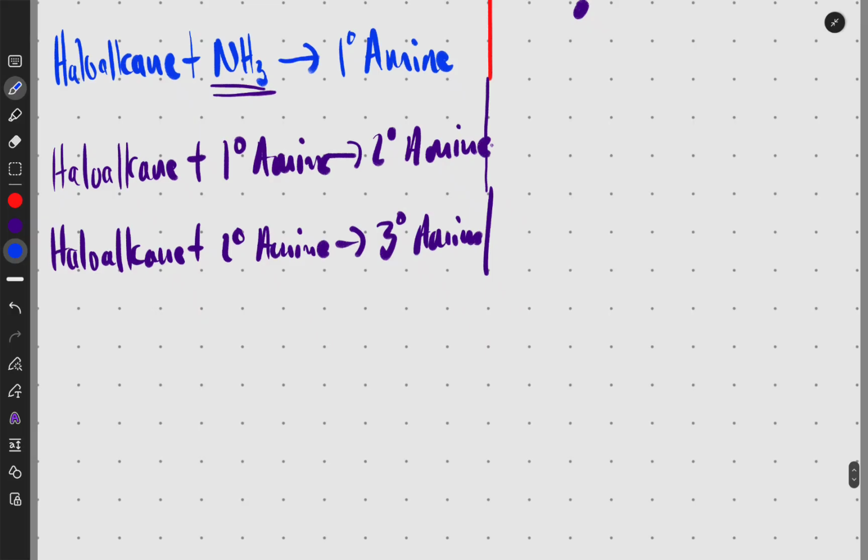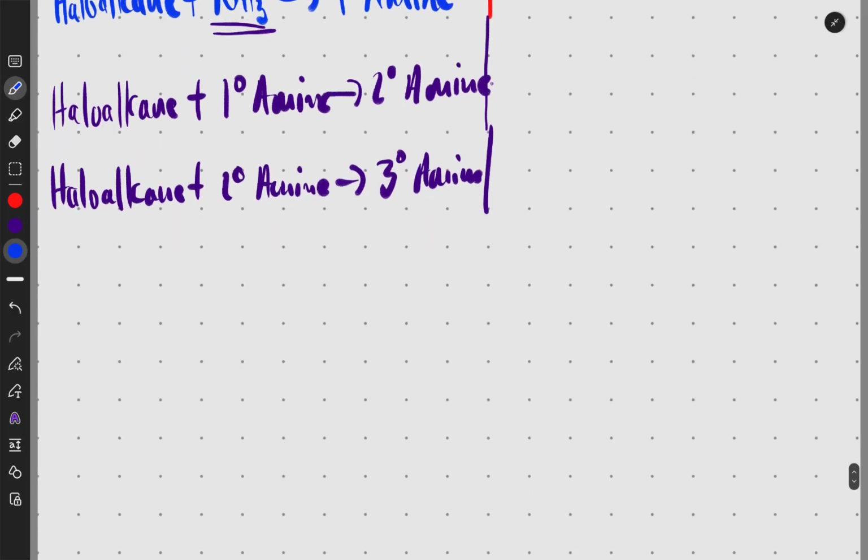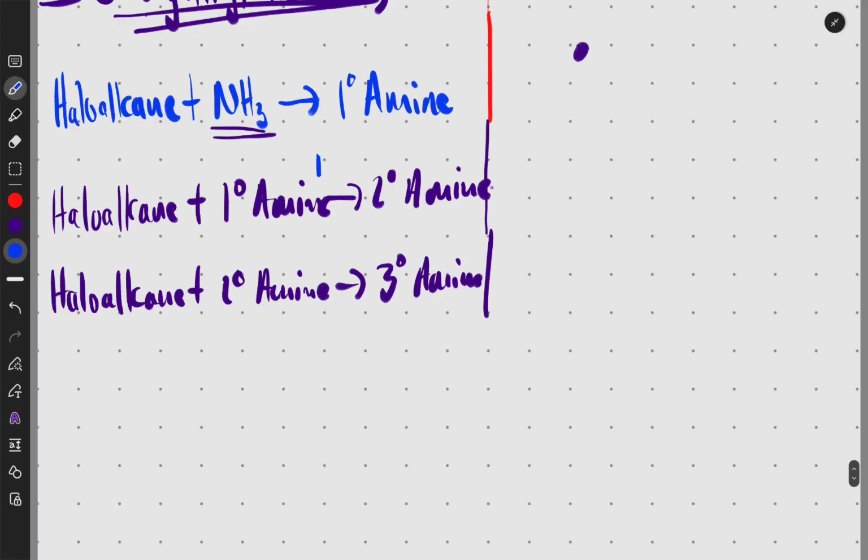Now, what you must know is that this happens in 2 steps. And what makes it happen in 2 steps? What makes this happen is that you add ammonia, actually you should add an amine, and you should then also put NaOH, because that's what happens in the 2nd step. And you end up having an amine.